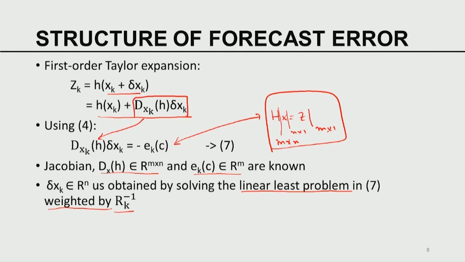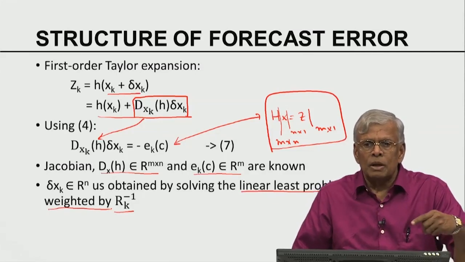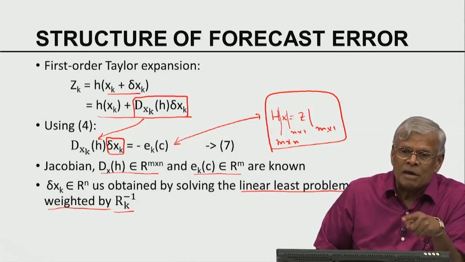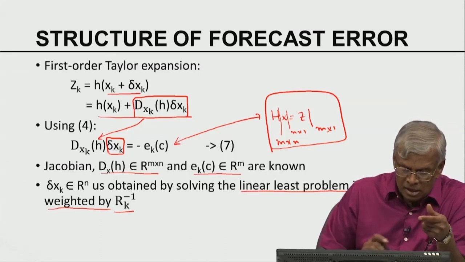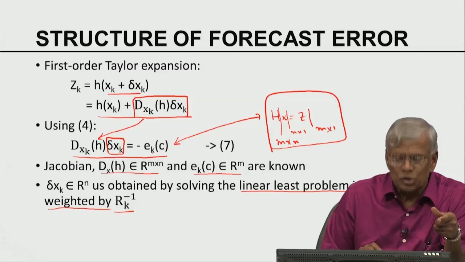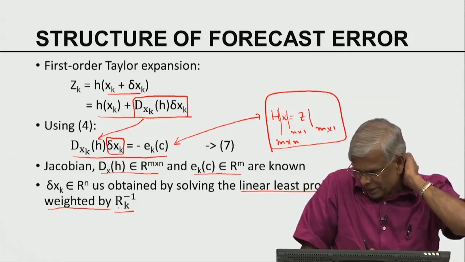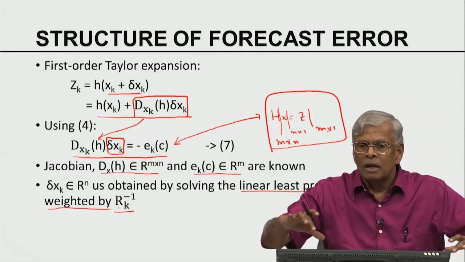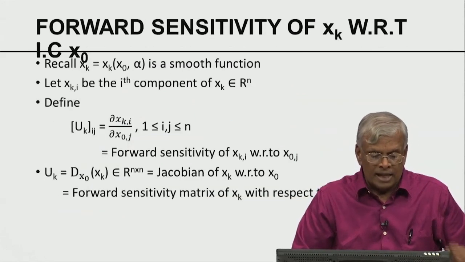So let us summarize what we have done. You run the model forward from an erroneous control. I would like to be able to compute or characterize the increment in the state delta xk at time k. So what is the increment we would need at time k, which is delta xk, such that it will annihilate the forecast error? Such an increment at time k is obtained by solving this linear least square problem as a weighted least square problem, because we already know that ek is a random vector whose covariance is rk inverse. Now once I characterize this as a solution of this linear least square problem, we already know delta xk is related to delta x naught and delta alpha using forward sensitivities. I am going to now relate delta xk to delta x naught and delta alpha. So that is the next step in our analysis.